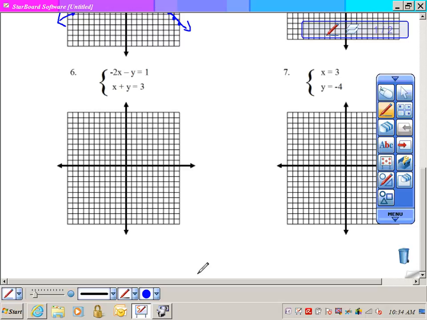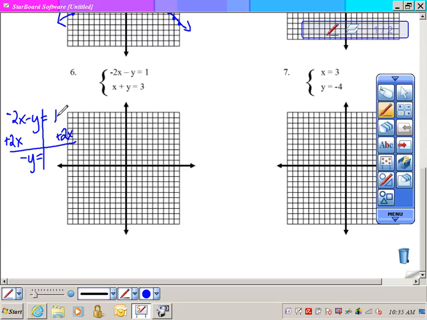What's wrong with number 6? It's not in slope-intercept form, so we've got to put it in slope-intercept form, right? Okay, so if I have negative 2x minus y equals 1, what do I need to do? Very good. Add 2x to both sides. So that gives me negative y equals 3x.